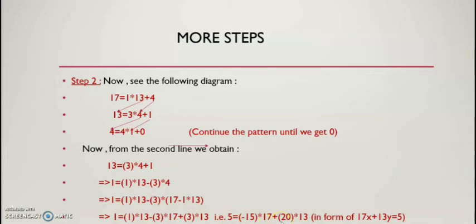Again, get me properly. Using these relations, we want to get the form 17x plus 13y equal to 5. Here we have succeeded in getting that form, that is 17 into x plus 13 into y, where the value of x is minus 15 and the value of y is 20, equal to 5. That means we have already obtained a solution. The solution is x equal to minus 15 and y equal to 20. How did we obtain the solution? Using these things. That's why we calculated the previous division, and this is the reason.